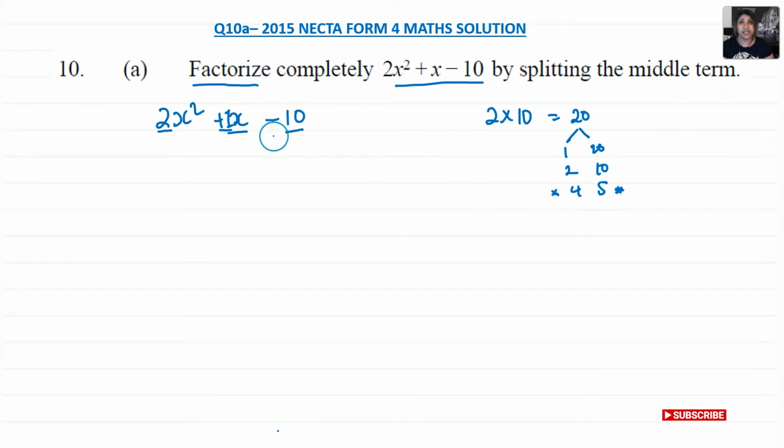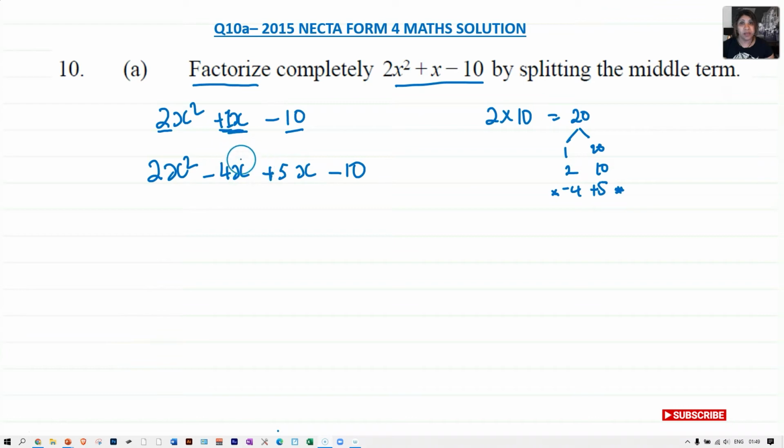Because I have a negative constant, one of them has to be negative. Now I need to end up with a positive 1, so this one is going to be positive and this one is going to be negative. So now I'm going to rewrite this part as 2x squared minus 4x plus 5x, take away 10. Minus 4x plus 5x gives me plus 1x. Okay, so now the middle term is split.